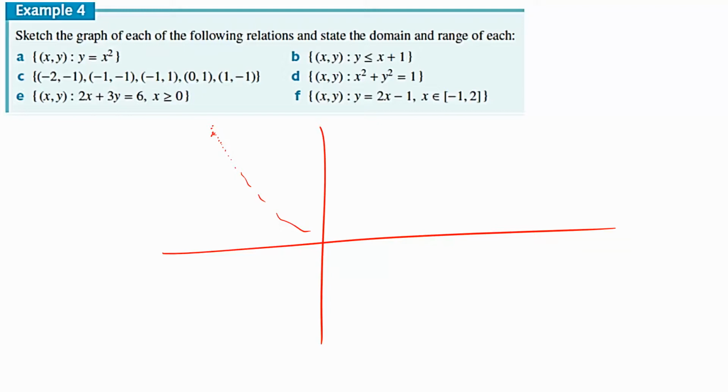Okay? So it's actually made up of infinite coordinates, and that's essentially what it's saying. It's just saying coordinates, didn't give you a restriction on x, didn't give you a restriction on y, and it just said, follows that pattern. You square x, you get y.